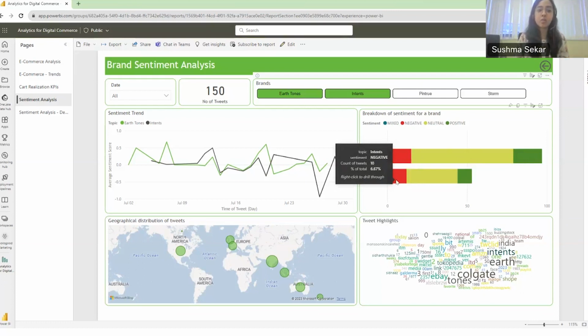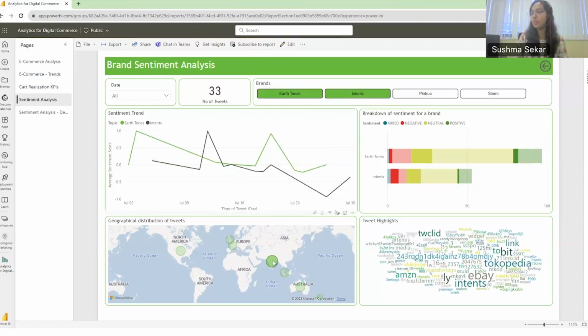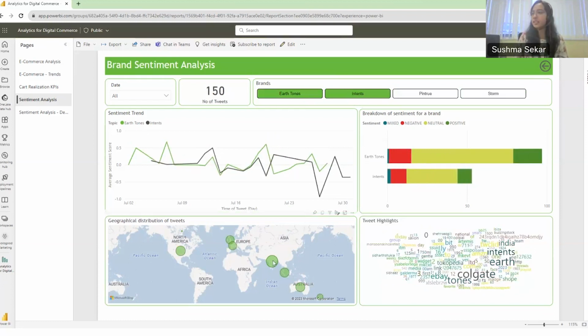And I can also see how tweets and their sentiment vary with location. I can filter for a specific country and see how the sentiment differs for that brand that I've selected. And I see here that there is a dip in sentiment for Intents on the 27th of July.